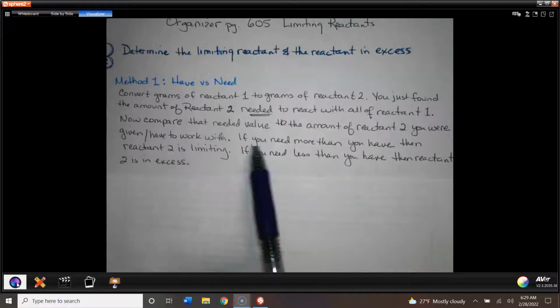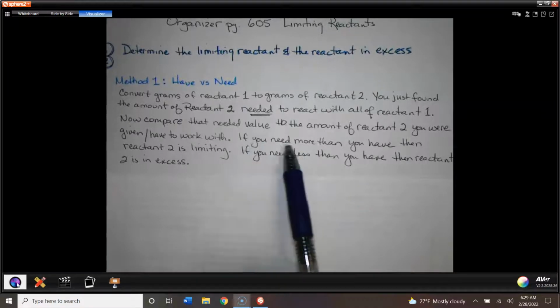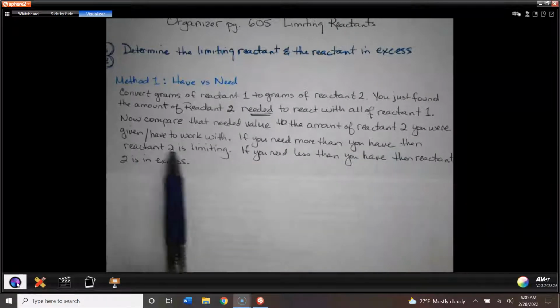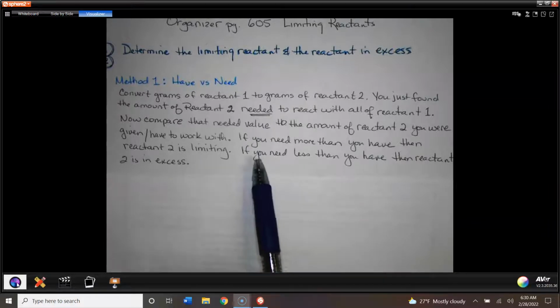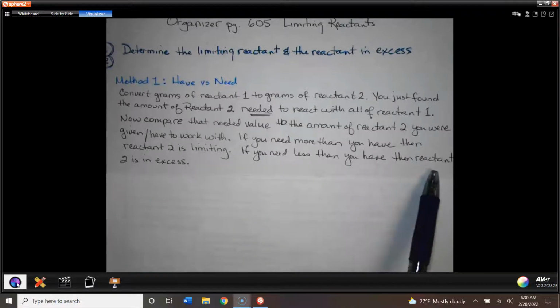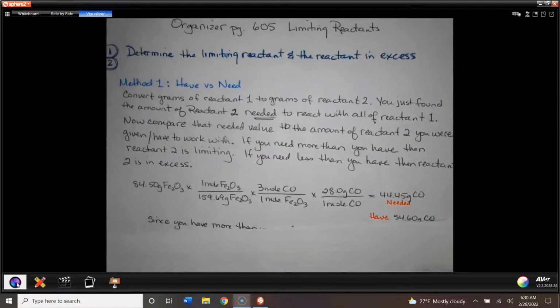And here's the big idea. If you need more than you have, then reactant 2 is limiting. If you need less than you have, then reactant 2 is in excess. So that's the big idea, but it's always easiest to see an example. So let's do an example.